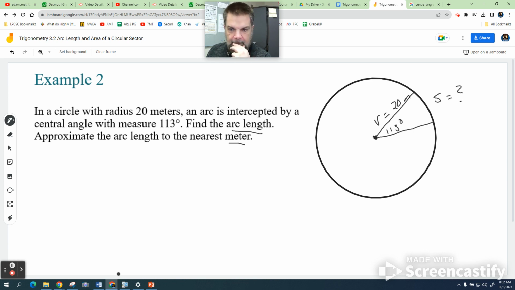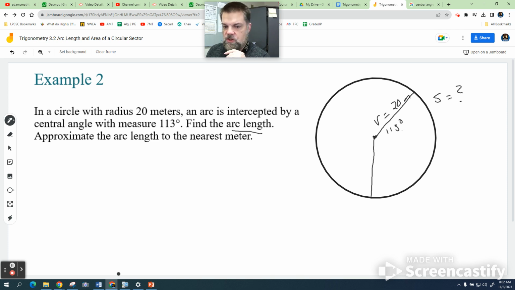All right. Well, we prefer this measure, and by the way, that's not to scale, is it? Does that look like 113 degrees to you guys? No, 113 degrees is obtuse, so it's probably more like this, right?